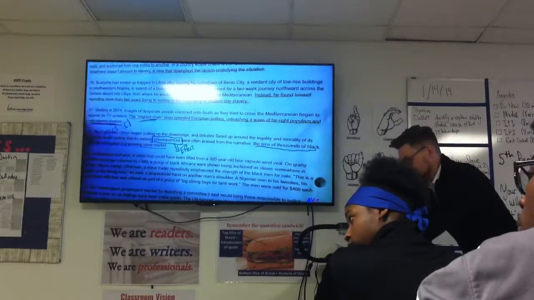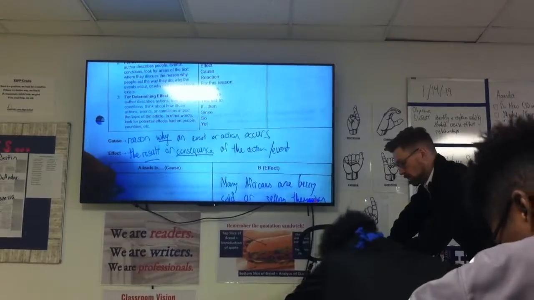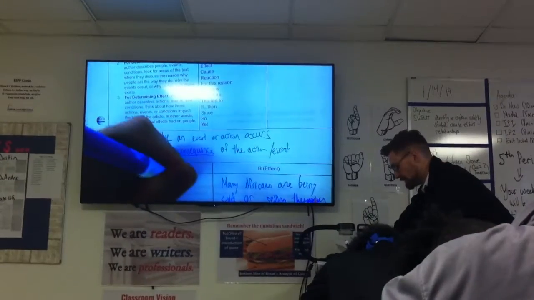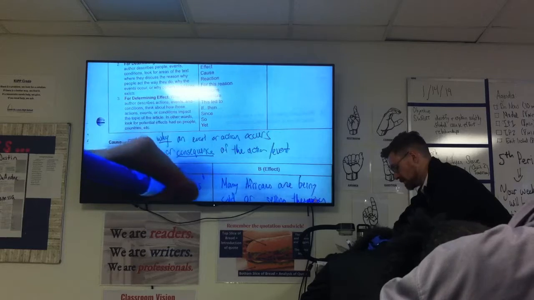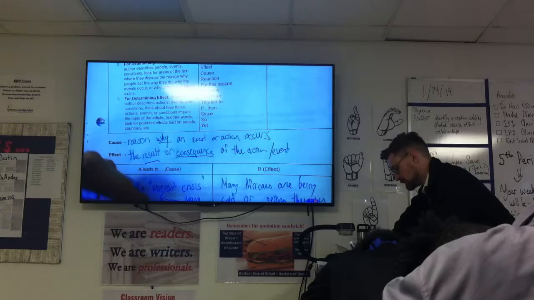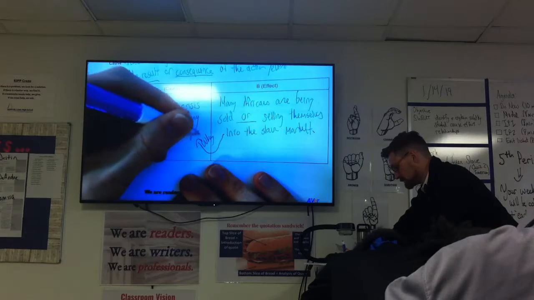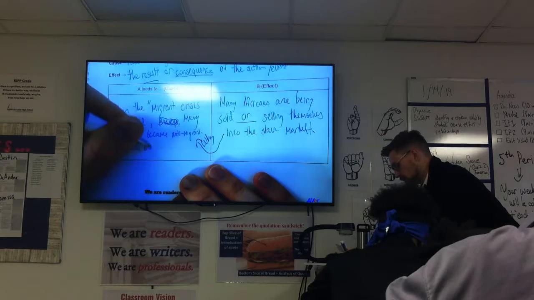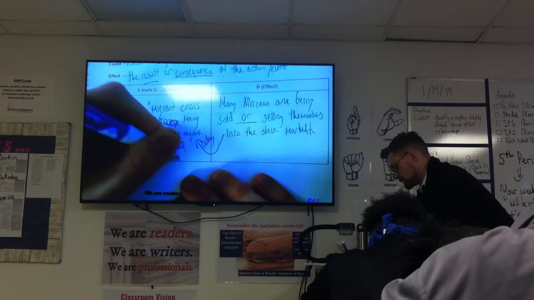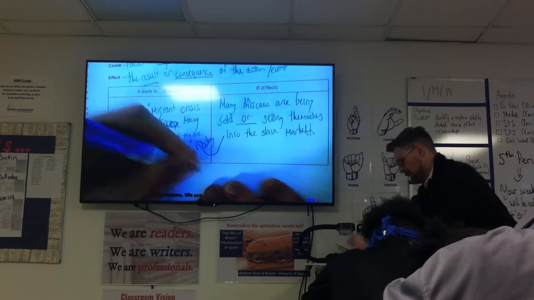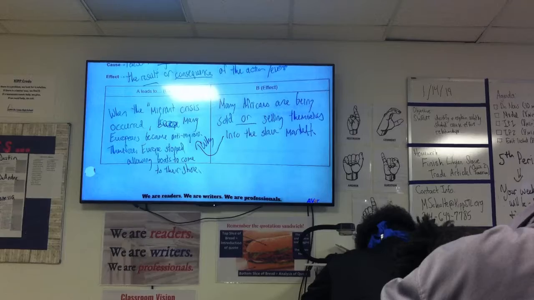Those are 2 causes we see in the text, and that's normal. Sometimes there's more than one cause or more than one effect. So I'm going to write here in my A leads to, okay, when the migrant crisis occurred, many Europeans became anti-migrant. Therefore, Europe stopped allowing boats to come to their shore. Okay? So when the migrant crisis occurred, many Europeans became anti-migrant, and therefore Europe stopped allowing boats coming to their shore.